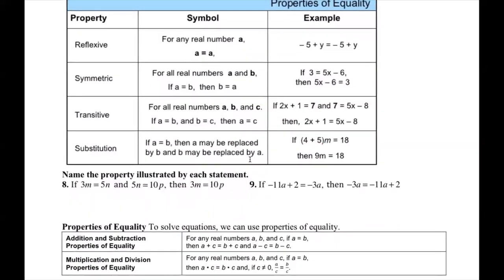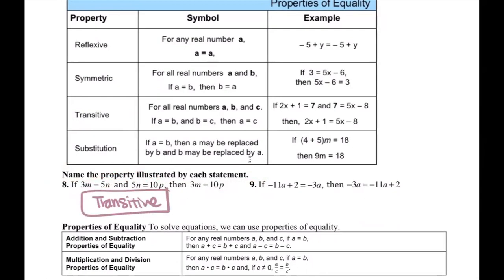All right, let's give it a shot. Here we go. Name the property illustrated by each statement. All right, so those are the directions. It says if 3m is equal to n and 5n is equal to 10p, then 3m must be equal to 10p. All right, that looks like our leapfrog. So skipped over the 5n. So this is our transitive property. Transitive.